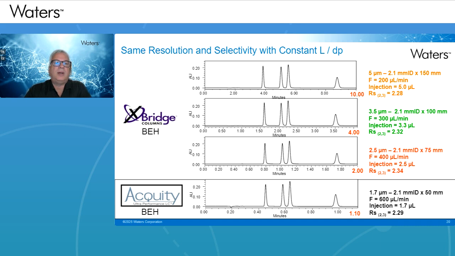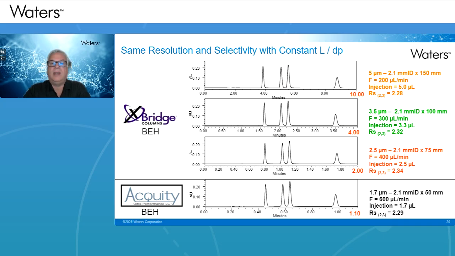Now we talk about the Acquity BEH being equivalent to the XBridge BEH, and I will just mention something about the naming of the column. But the thing is, this one, because we are going at 600 microliters a minute with 1.7 micron particles, the back pressure will be the price that we will need to pay for it.